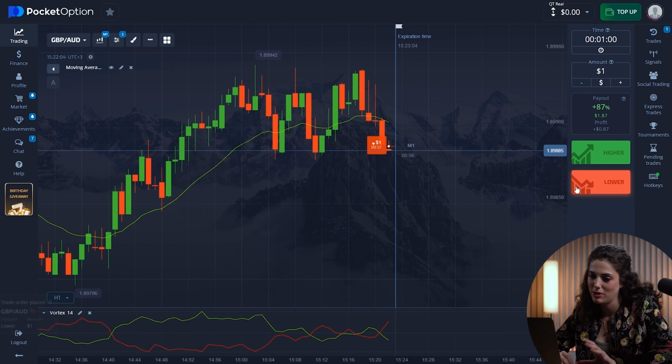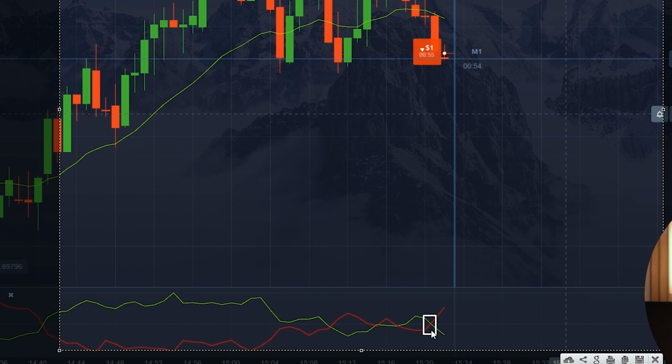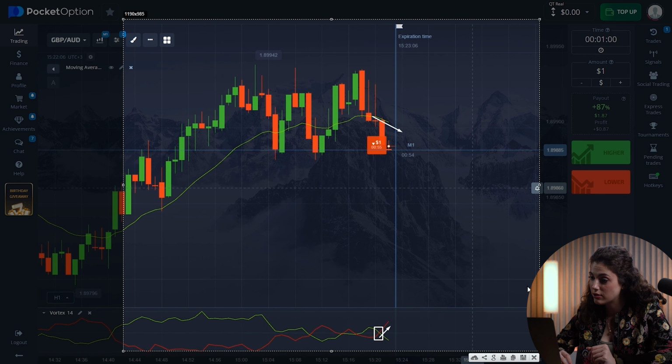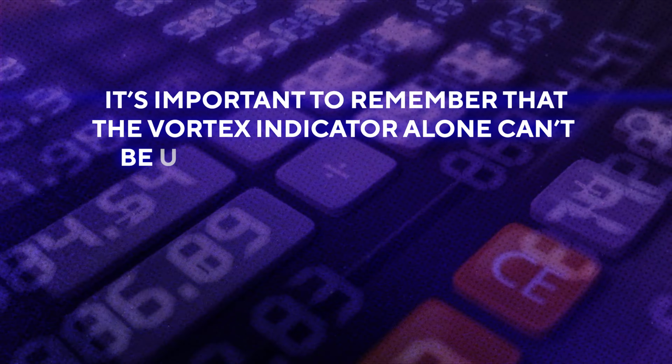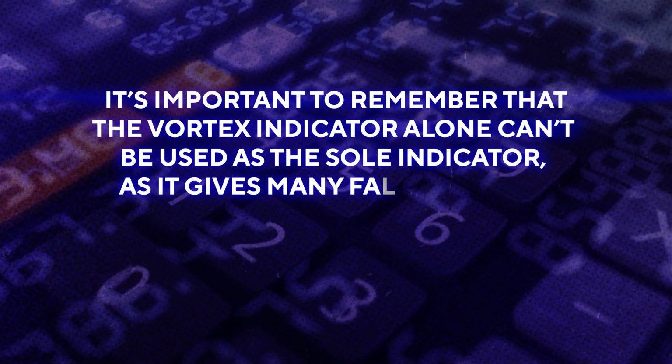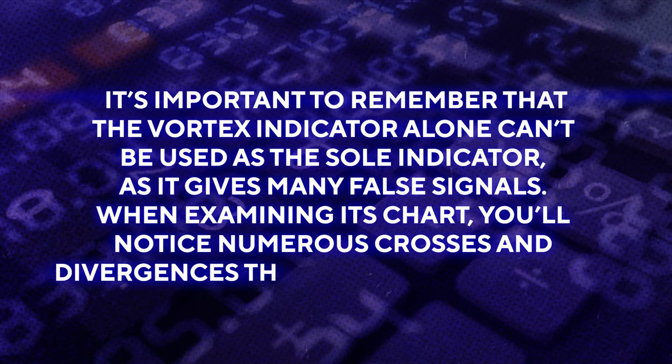Watch the chart closely. The price is in a sideways trend, and I think I caught the moment when it's about to break out. The Vortex indicates a change in direction. Candles are below the green EMA line, which is sloping down, a sell signal. In this case, you can expect a downward move without correction or reversal. It's important to remember that Vortex alone can't be used as a sole indicator, since it gives many false signals. Looking at its chart, you can see many crosses and divergences that can't be relied upon. To filter them out, we use the moving average line.